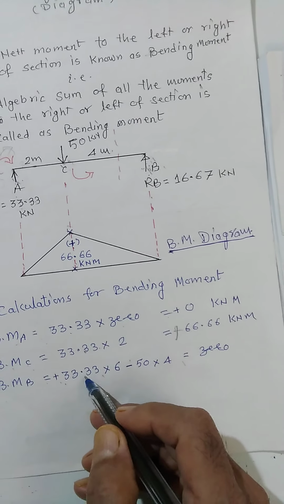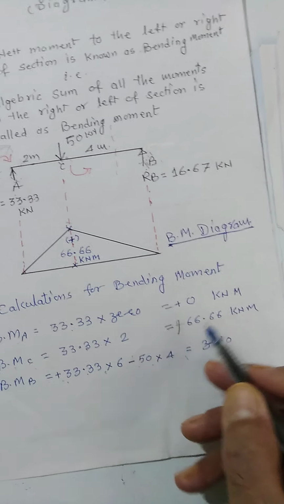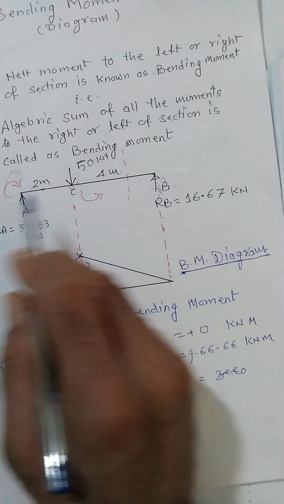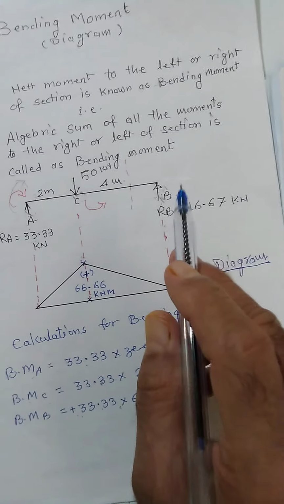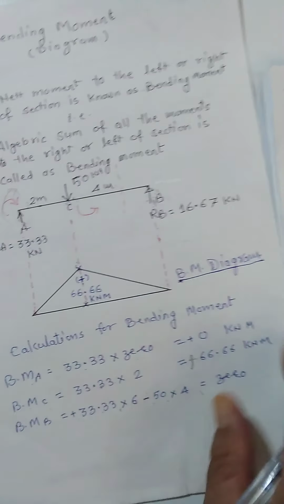That 33.33 into 6 minus 50 into 4 turns out to be 0. So one thing that we find so far, where there is a simply supported beam at the ends, the bending moment at the supports must be 0. Bending moment at the supports must be 0.